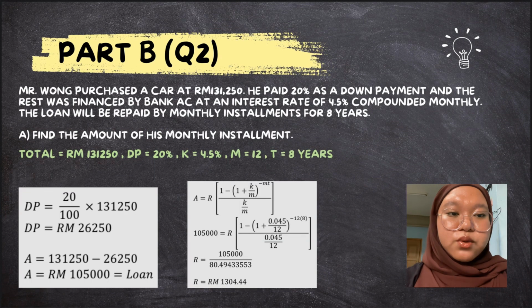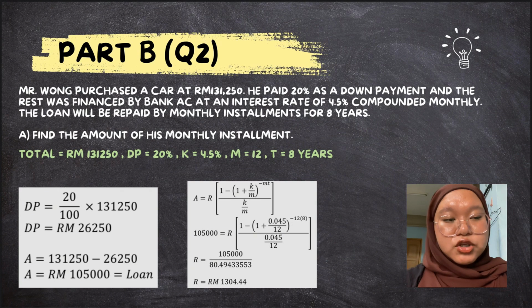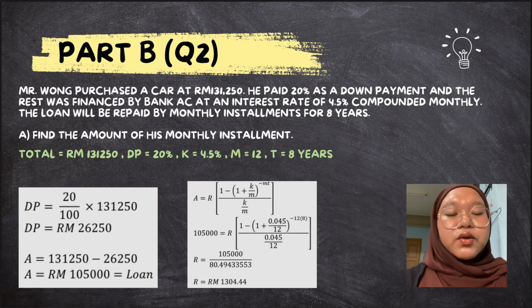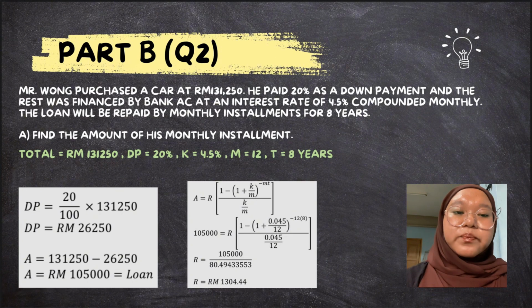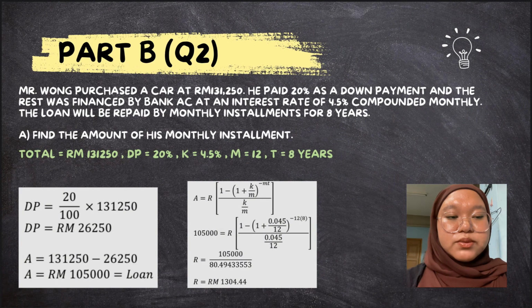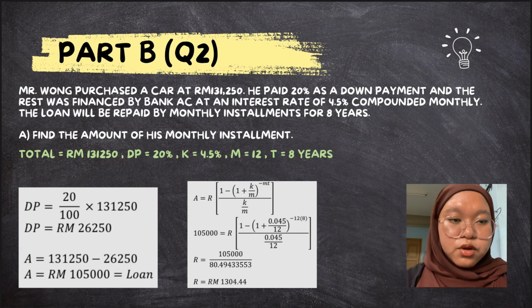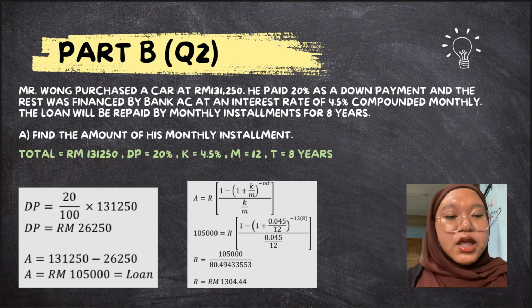For question 2, Mr. Wong purchased a car at 131,250 ringgit and he paid 20% as down payment, and the rest was financed by Bank AC at an interest rate of 4.5% compounded monthly. The loan will be repaid by monthly installments for 8 years. The question asks to find the amount of his monthly installment. From the question we get the information that the price is 131,250 ringgit, the down payment is 20%, K equals 4.5%, M equals 12, T equals 8 years.